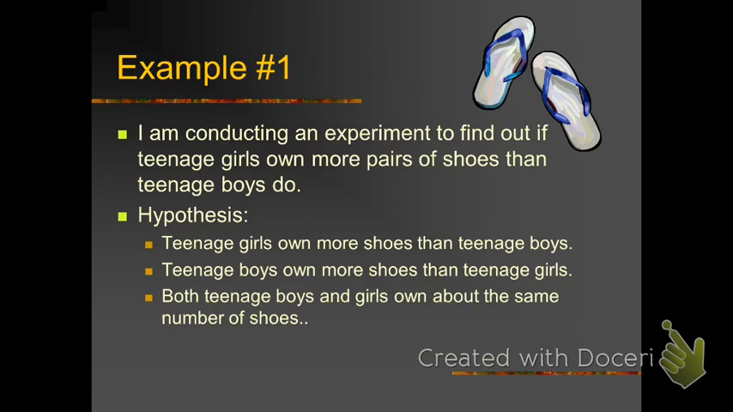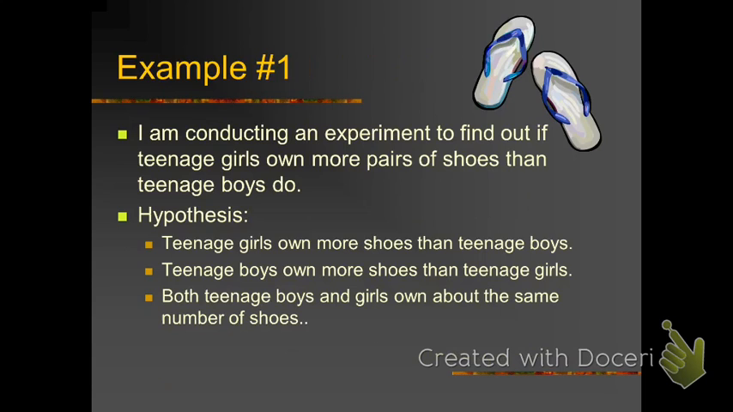What are you keeping constant? Well, you're keeping constant that you're only asking teenagers. You're not asking children or adults or the elderly how many pairs of shoes they have. What else are you keeping constant? Well, you're keeping constant that you're asking them just about shoes. You're not asking about the number of t-shirts they own, the number of hats that they own, the number of pairs of pants that they own, just about shoes. So those are just a couple of them, and there may be more. Maybe you can come up with more and tell me about them in class tomorrow.